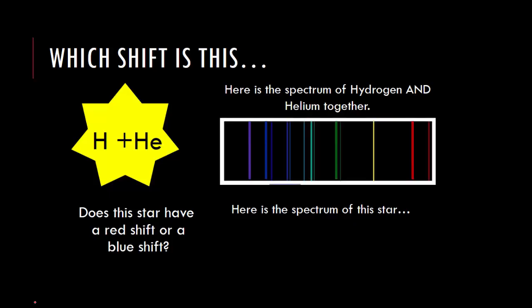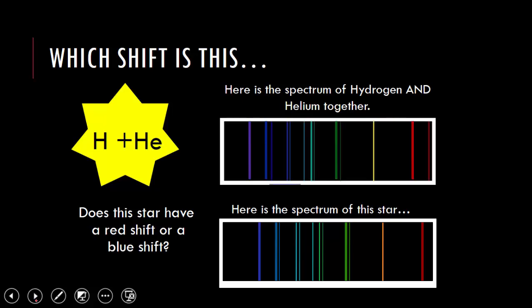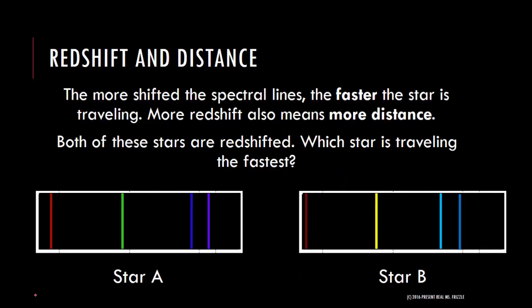Now, we know that most stars are made up of both hydrogen and helium. So here's hydrogen and helium together. This is what a spectroscope would show us of most stars. And then we got a star's data. So what shift is this? Hopefully you said redshift. It shifted towards the red end, so that means that this star would be moving away from us.